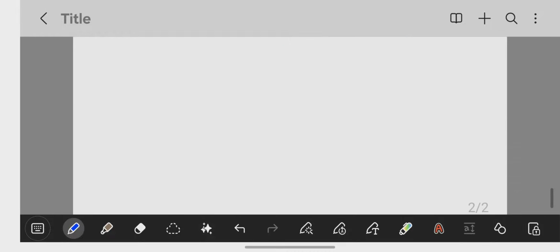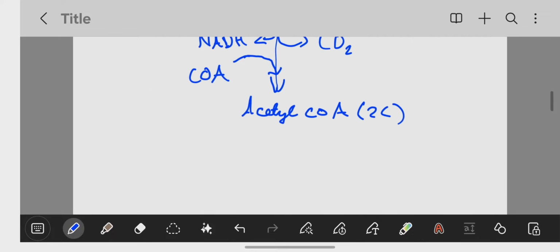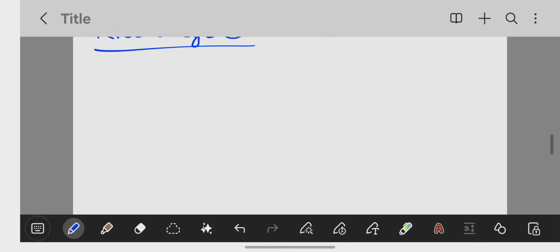I'm just going to add another page here. Okay, so now I'm going to move on to something called the Krebs cycle, which is going to use the acetyl CoA that we just produced. The first thing that we need to do is draw the cycle. We're going to start with a 4-carbon compound called oxaloacetate. I'm going to make this smaller because it's quite a big diagram to draw. Hopefully that's big enough.